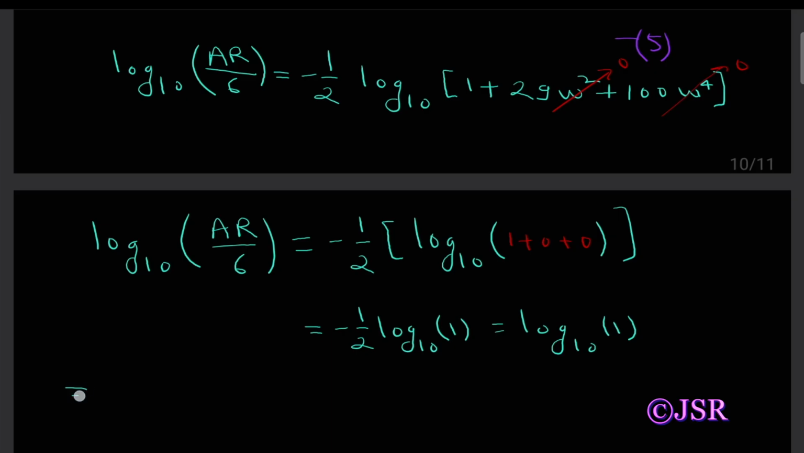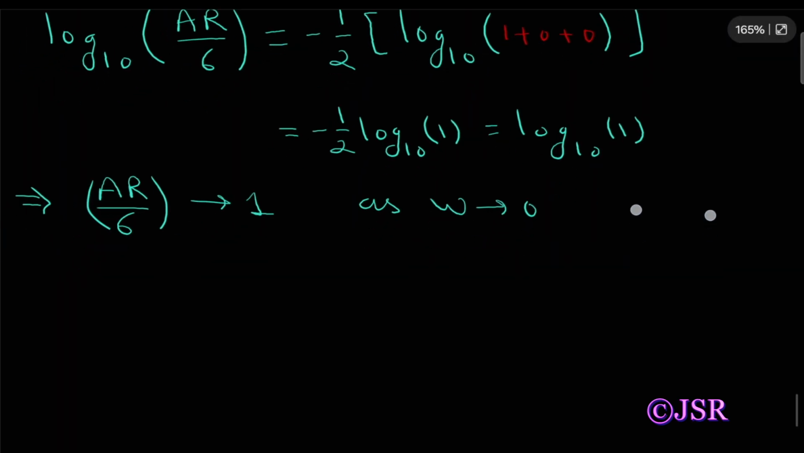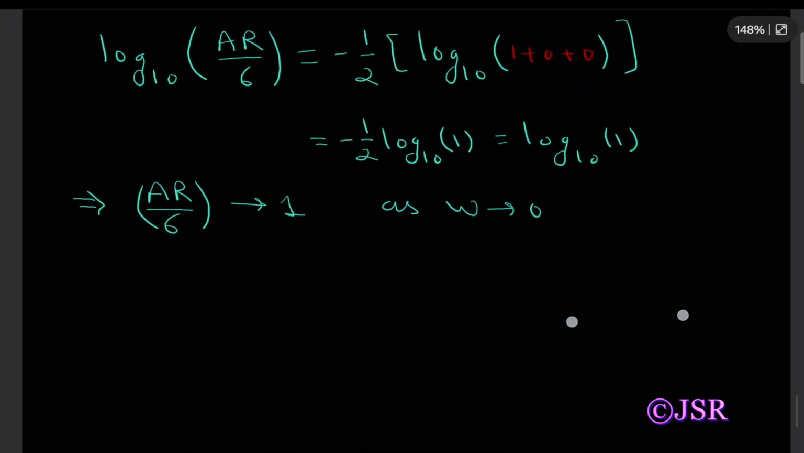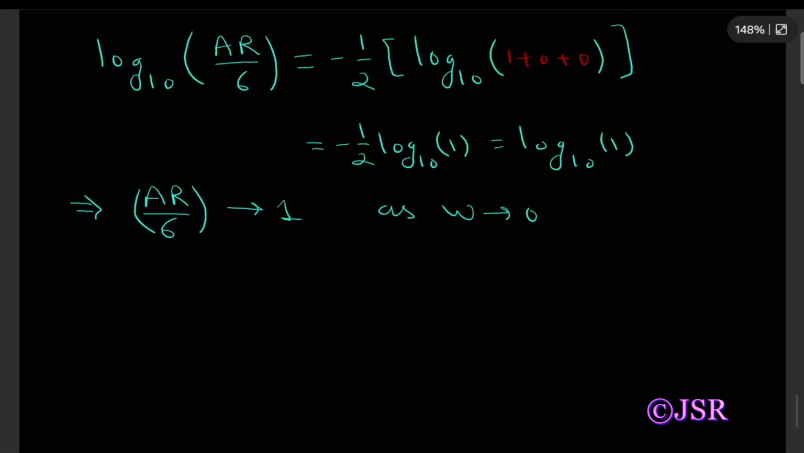So therefore AR by 6 will approach 1 as omega tends to 0. So this is for the low frequency asymptote for the overall system.